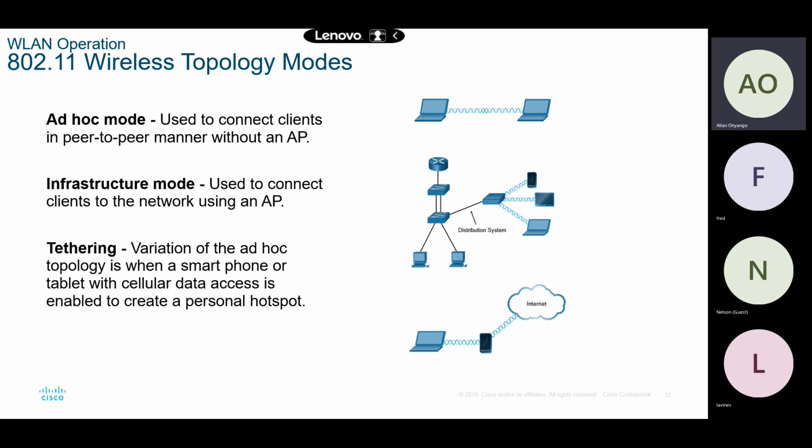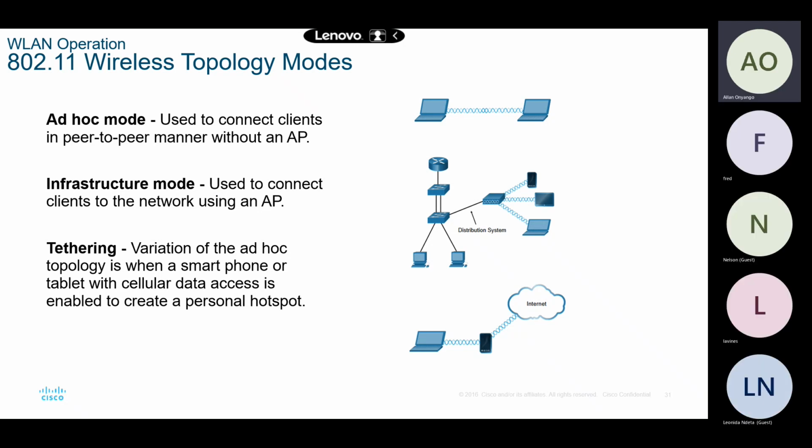Then we have the infrastructure mode. This is the most common one. This is where we have an access point, or a wireless router, which connects us to the internet. Then we have what's called tethering. And so for the tethering one, if you have ever created a hotspot on your phone, that's a very good example of tethering topology for a wireless network.